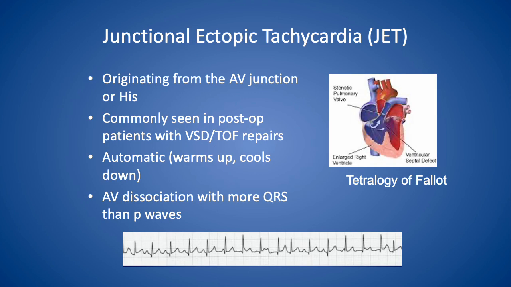JET is a fairly common phenomenon that's seen in the CVICU. It originates from the AV junction or the His, and it's commonly seen in our post-op patients with VSD repairs or tetralogy of Fallot repairs. And again, it's considered an automatic tachycardia, so there's a warm-up and cool-down, and it's not just an immediate, brief on, brief off. And there is AV dissociation, so we see more QRSs than P waves. You can see it in this rhythm below.